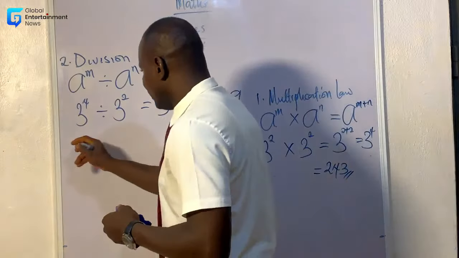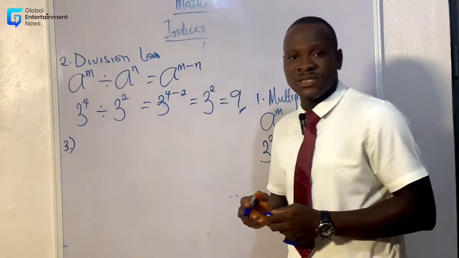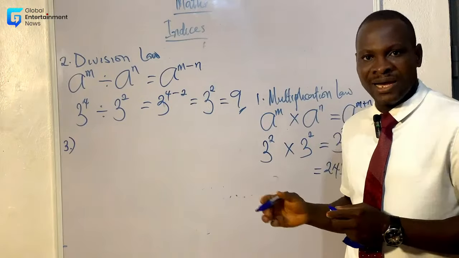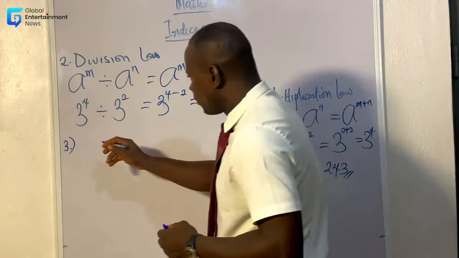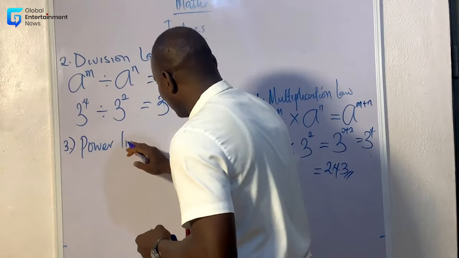And then number 3, which is the third law under indices and index. We call it the power law.